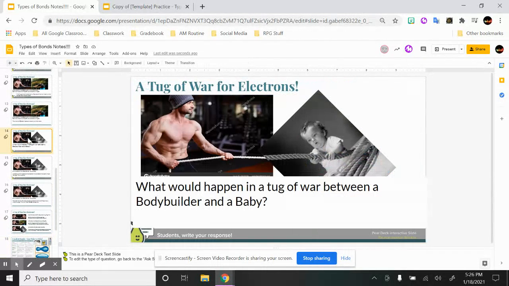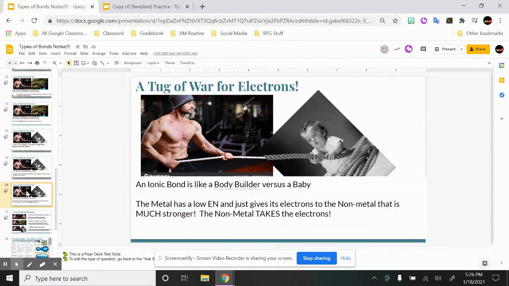Now, our last type of bond, we're going to look at an example where we have a bodybuilder versus a baby. Now, when this bodybuilder goes to pull on that rope, it's just going to come right out of that baby's hands. That baby's not holding on to the rope. He's just kind of like, blah, blah, blah, I'm a baby. Take the rope. I don't care. And so that bodybuilder is going to be able to pull the whole rope over to his side. This is kind of like an ionic bond.